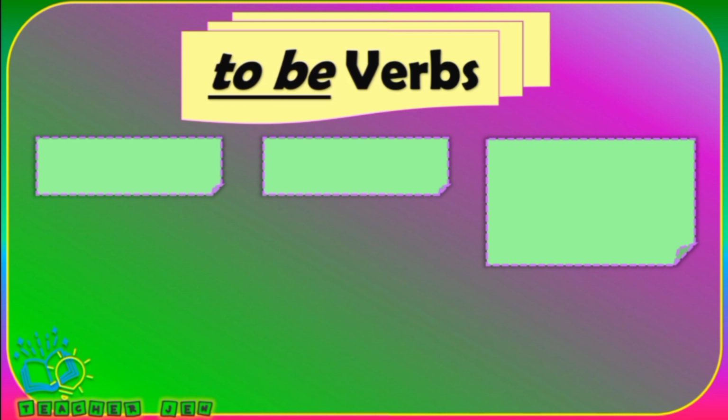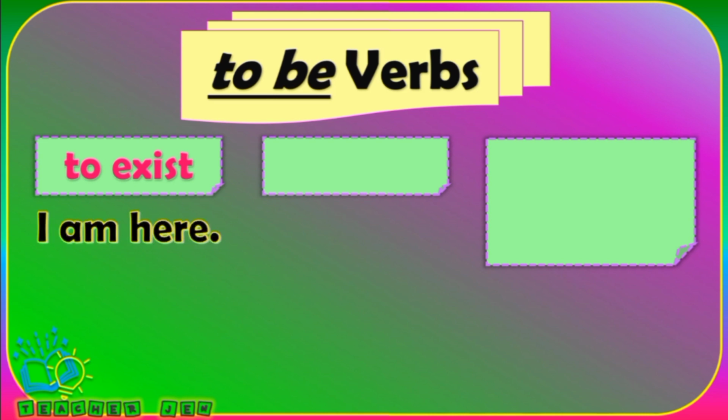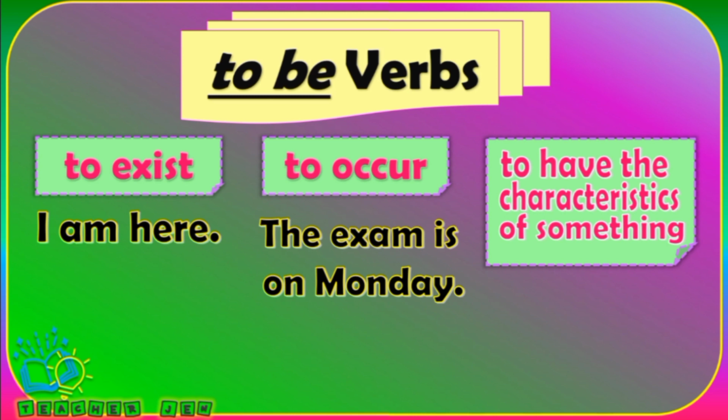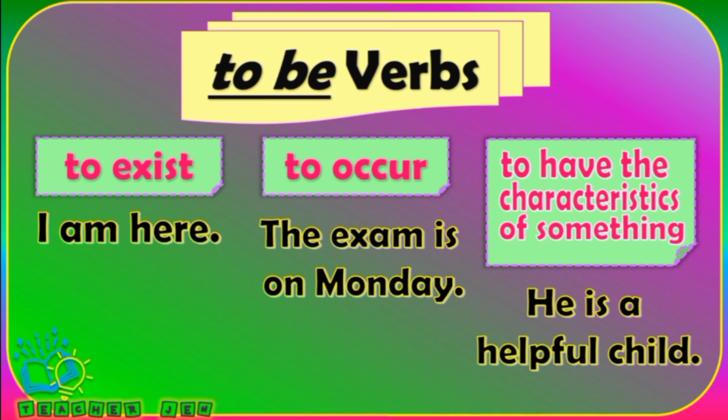Is, are, and am are called to be verbs. The verb to be means to exist. For example, I am here. The verb to be also means to occur or to happen. For example, the exam is on Monday. Lastly, the verb to be also means to have the characteristics of something, just like in this example. He is a helpful child.